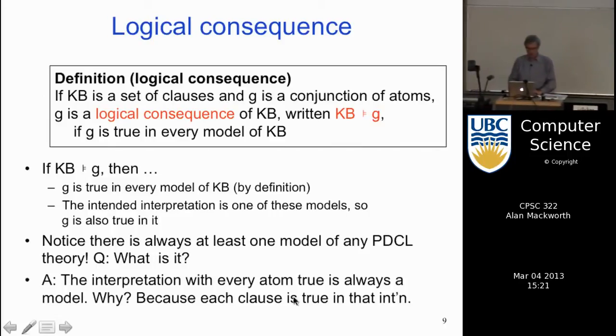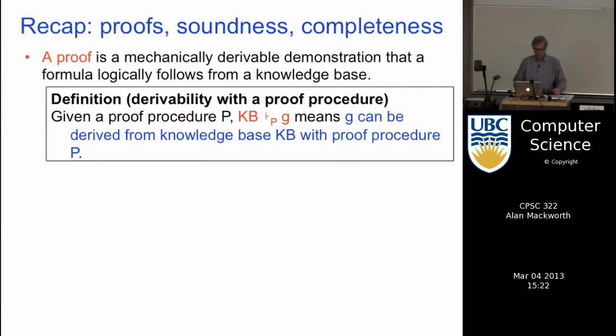The interpretation with every atom true is always a model in the simple case, because each clause is true in that interpretation. That should be clear to you now. If it's not clear, you've missed something along the way, so you need to go and read the book, read the last lectures, listen to Giuseppe, listen to me, etc. That should be clear to you now. Okay, so we're still really recapping.